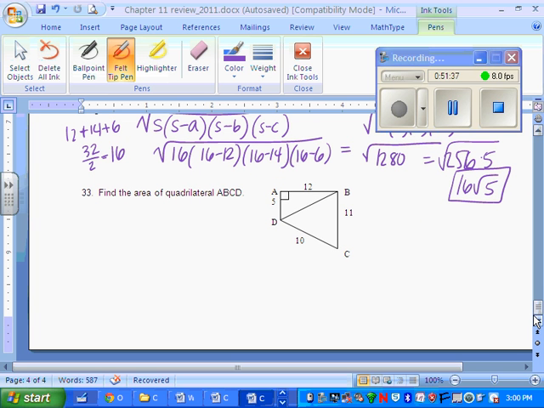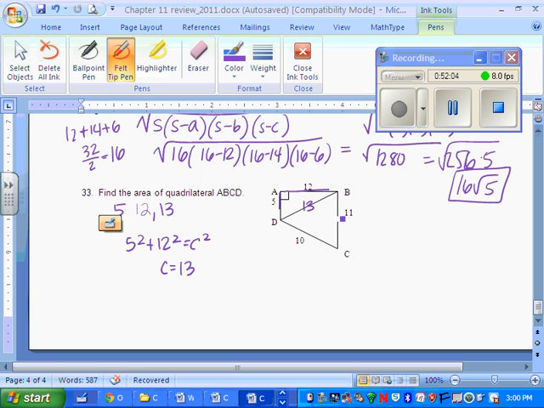Last one, area of quadrilateral ABCD. So we have a 5, 12, 13 triangle. If you did not know the triple, 5, 12, 13, what I could do is Pythagorean theorem. So either you know 5, 12, 13, or, like I said, Pythagorean theorem. 5 squared plus 12 squared equals c squared. Okay? Calculate it out, c equals 13.